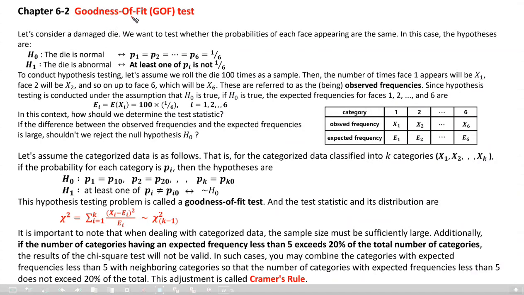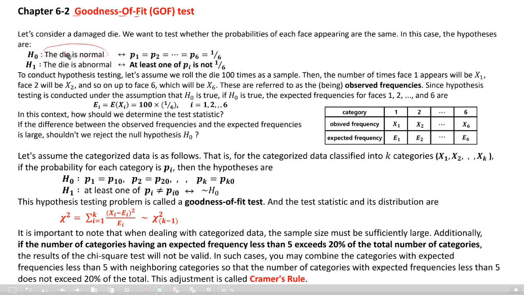Goodness of fit, GOF for short. Let's consider a damaged die. The die is damaged. We want to test whether the probabilities of each face appearing are the same or not. In this case, the hypotheses are: H0, the die is normal. H1, the die is not normal, it is abnormal.